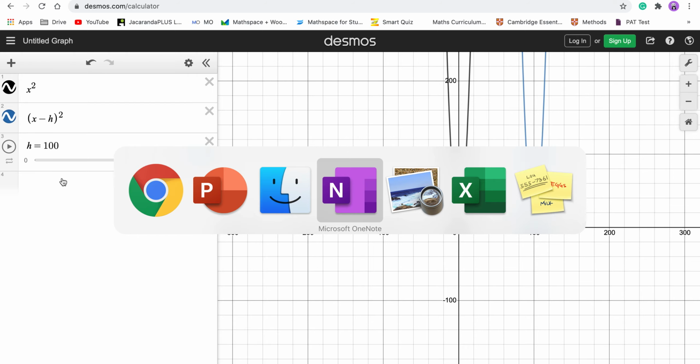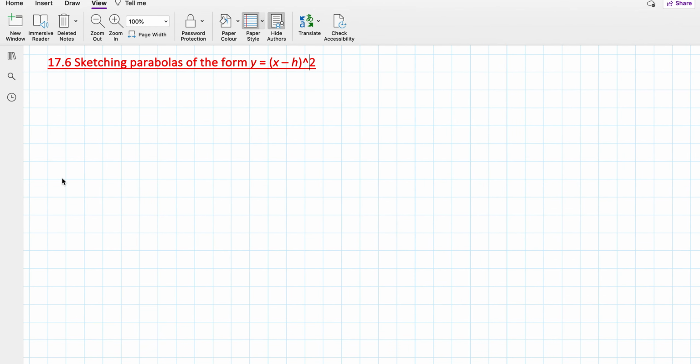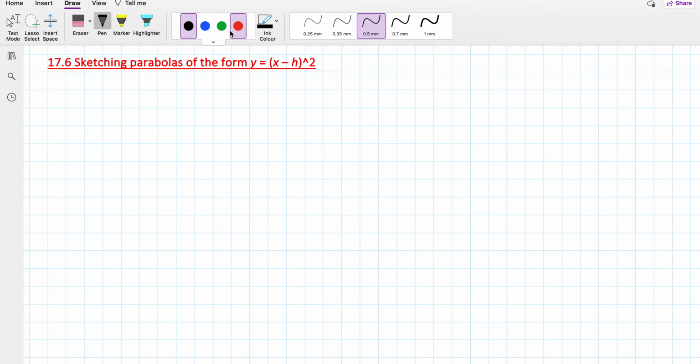So let's go here. Okay. Good. So the formula that we have is y equals (x take away h) to the power of 2. Okay? So we're going to use the example when h was 100, the one that I just had in my slider there, so I have (x take away 100) to the power of 2.